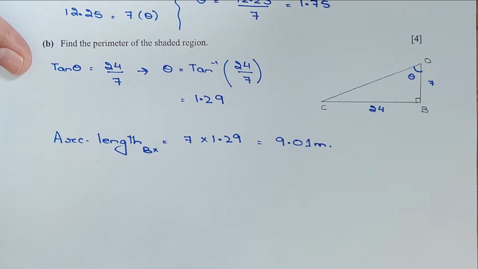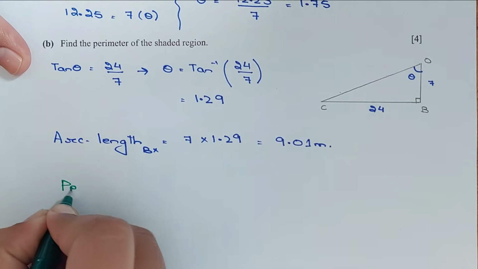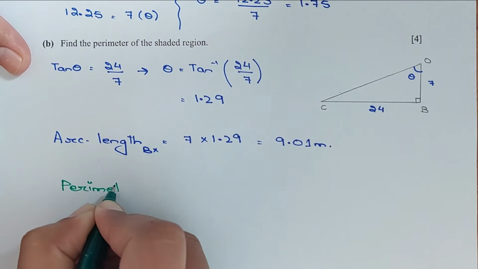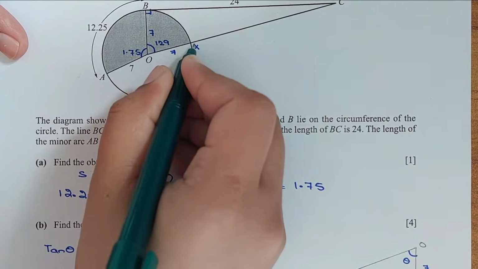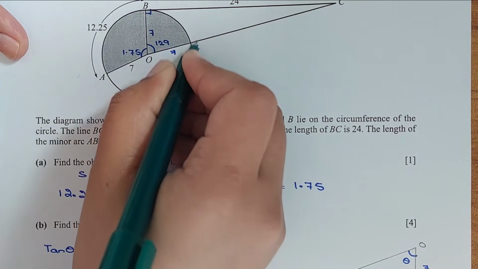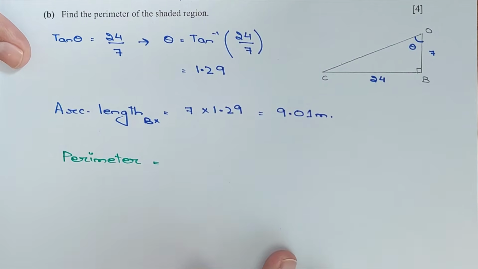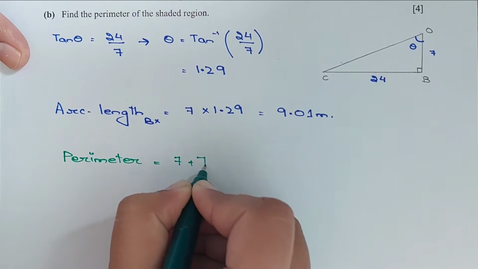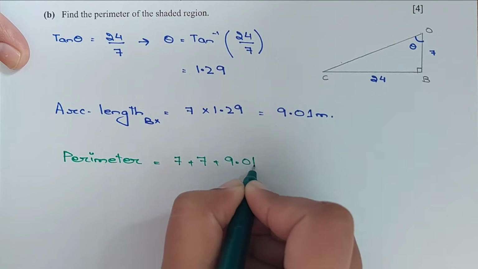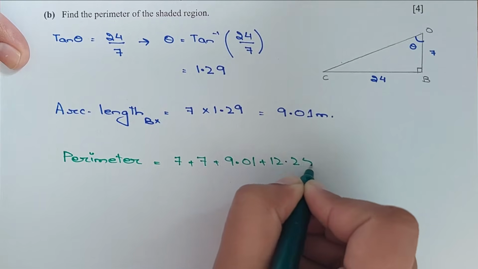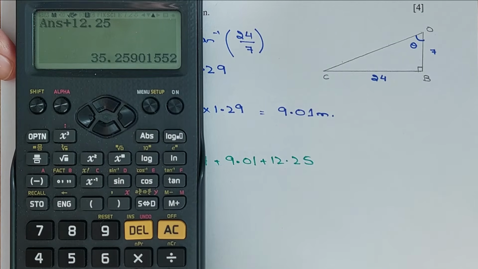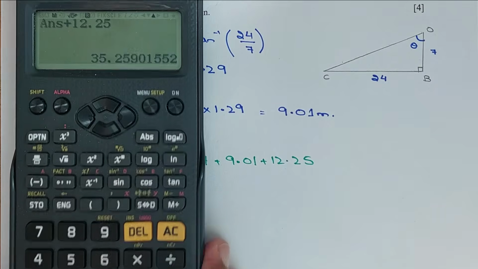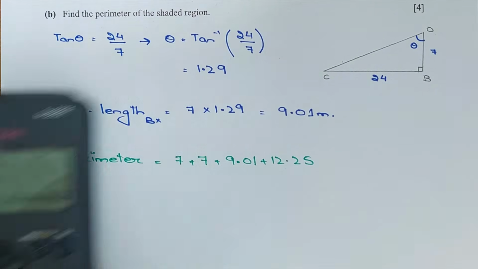Now let me find the perimeter by adding all the shaded sides. As you can see, the shaded sides are AO, OX, BX, and AB. So we can say 7 plus 7 plus 9.01 plus 12.25. Right. Okay, 7 plus 7 is 14, plus 12.25, which is 35.25, or 35.3 meters is the perimeter.